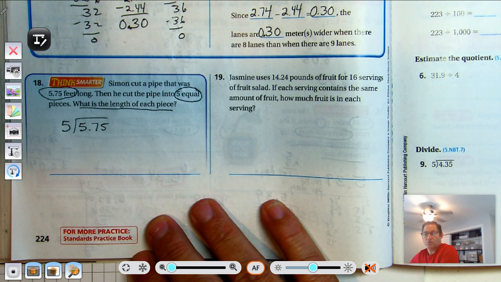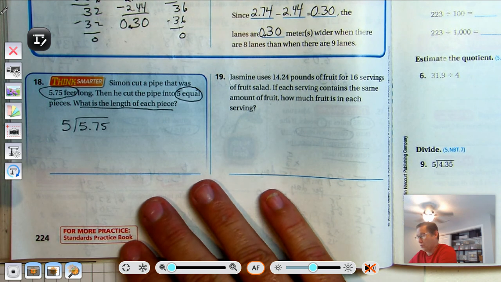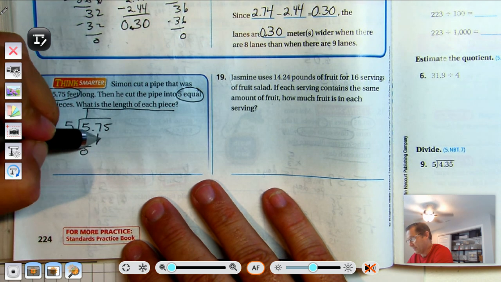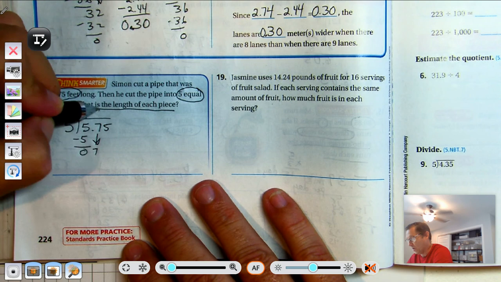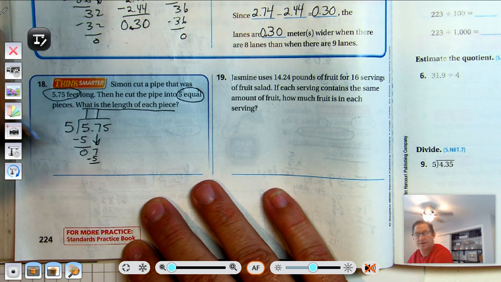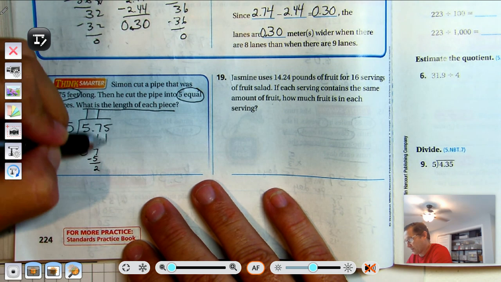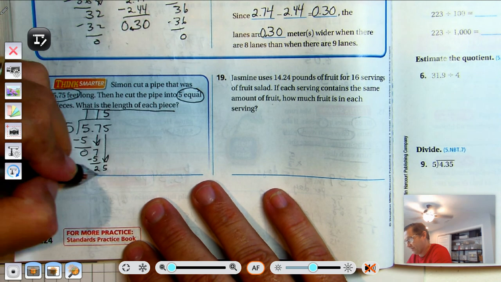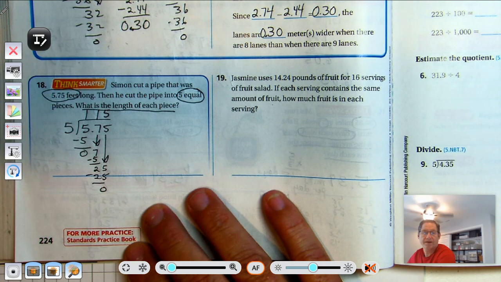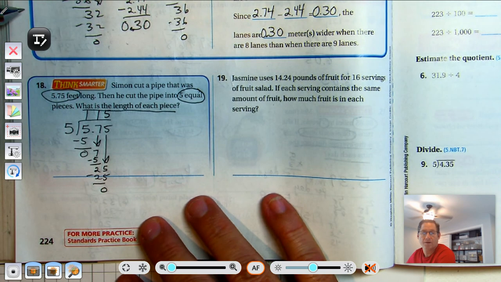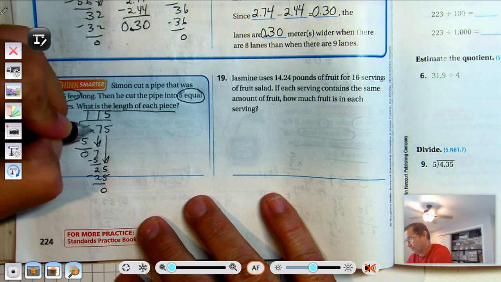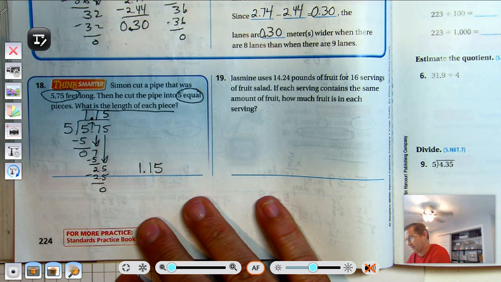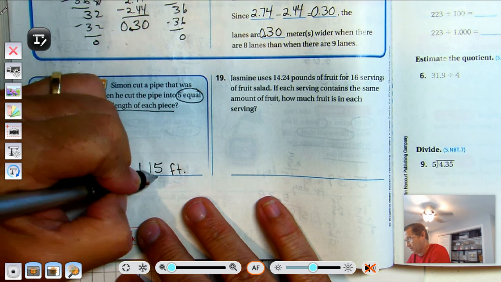Well, 5 divided by 5 is 1, right? So our answer is going to be somewhere around 1. Subtract, we get 0. Let's bring down the 7 tenths. 7 tenths divided by 5 is 1. 1 times 5 is 5. Subtract, we're left with 2. Bring down the 5 hundredths. 25 divided by 5 is 5. 5 times 5 is 25. Subtract, we get 0. We already said our answer is going to be about 1. So 1 and 15 hundredths feet long for each pipe.